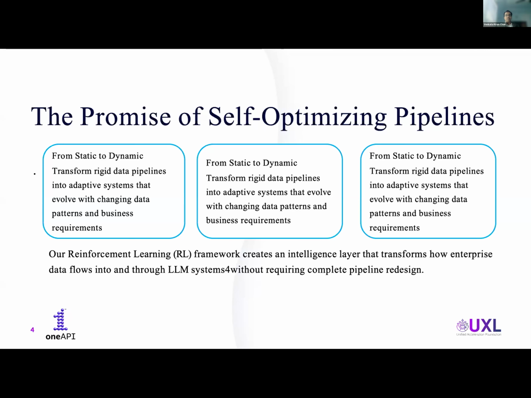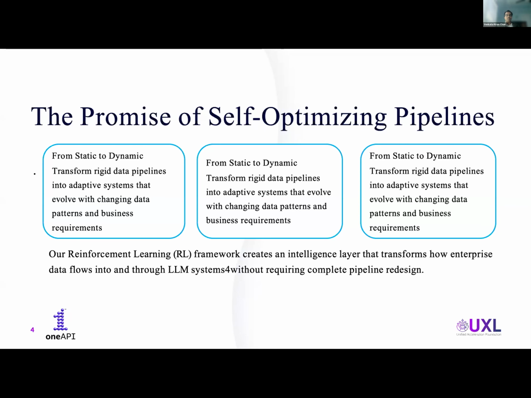Think of a static pipeline like a rigid conveyor belt. It can only carry what it was designed for. A self-optimizing pipeline, on the other hand, is like an intelligent logistics system. It detects bottlenecks, reroutes flows, adjusts to demand, and even learns over time.